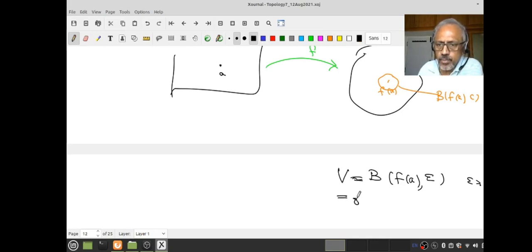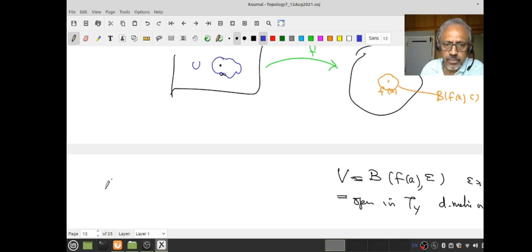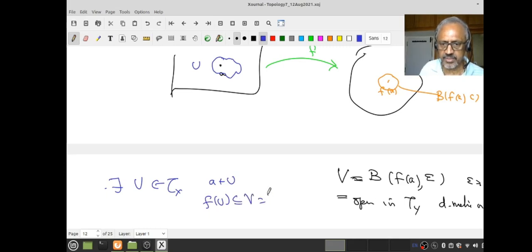I know that this is open. Any open ball is open, therefore this is open in tau_Y, that is with respect to the d metric on Y. Since f is continuous, what do I know? I know that there exists an open set U, open in the metric topology on X, so that a belongs to U and f(U) is contained in V, which is B(f(a), epsilon).